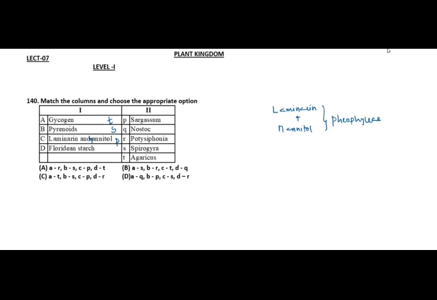Then Floridean starch is a reserve food material in the case of Rhodophyceae. One example of Rhodophyceae is Polysiphonia. So here it's R. So option C is the right answer.